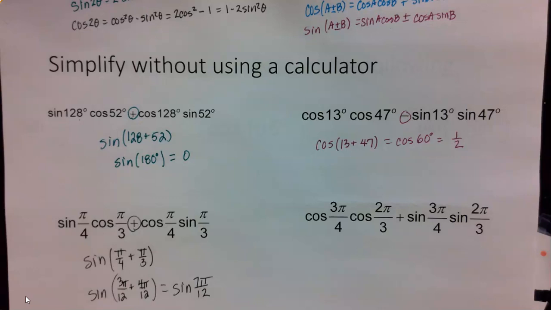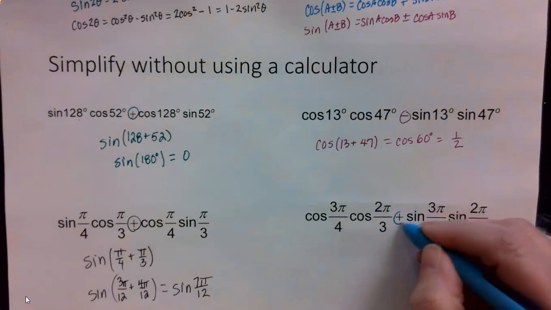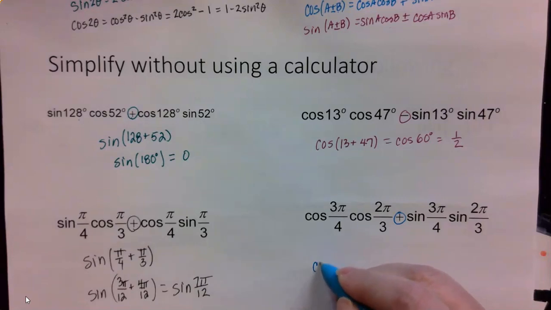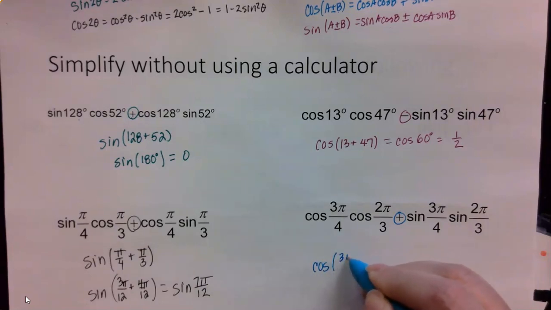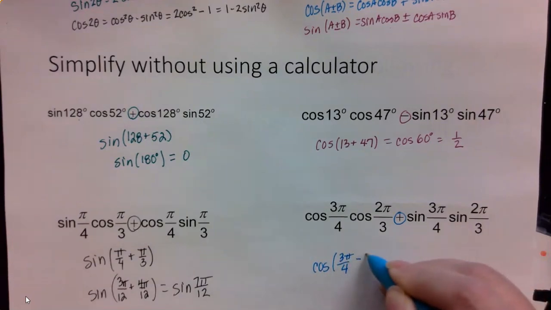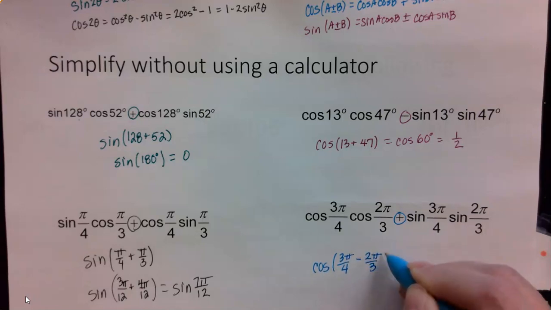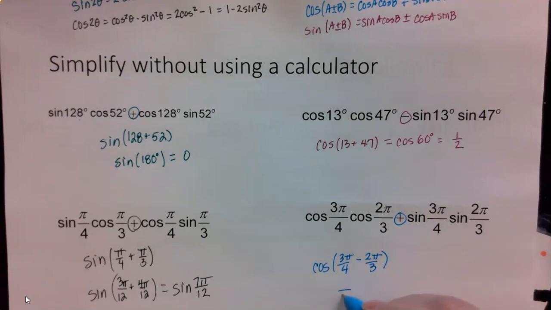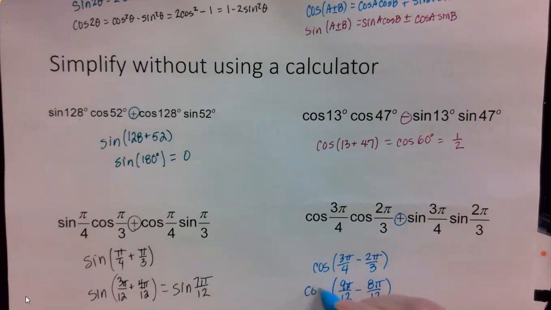And then lastly, we have cosine, but this time it says plus here, so we're going to minus. So we're going to have the cosine of 3 pi over 4 minus 2 pi over 3. So again, we'll get a common denominator of 12. So this is 9 pi over 12 minus 8 pi over 12. So that's going to be the cosine of pi over 12. And we don't know what that is, so that's where we would stop.